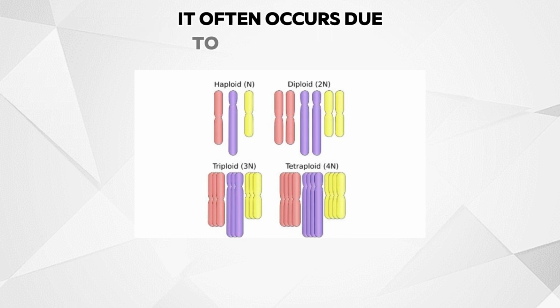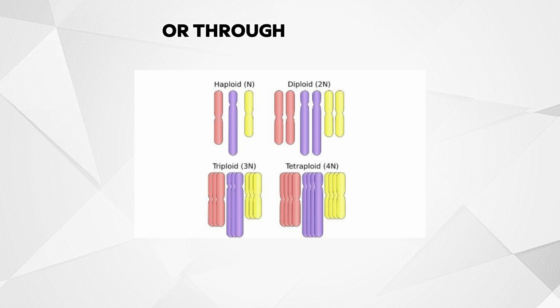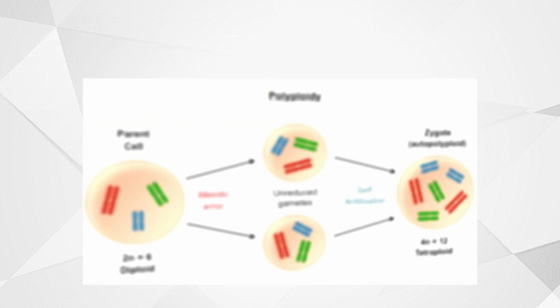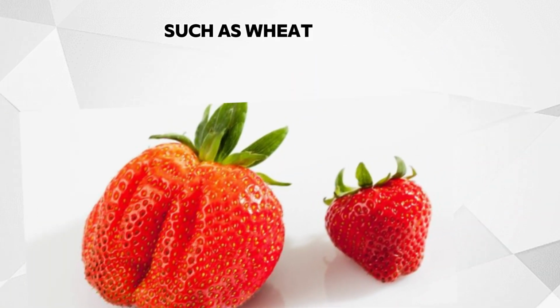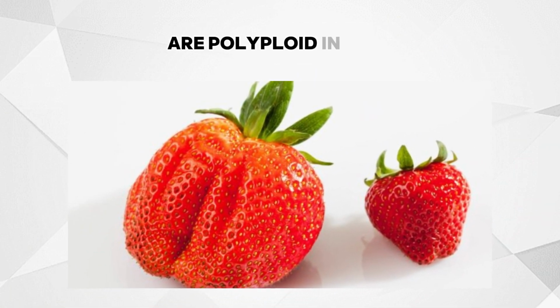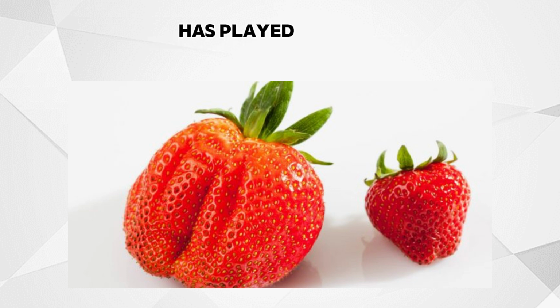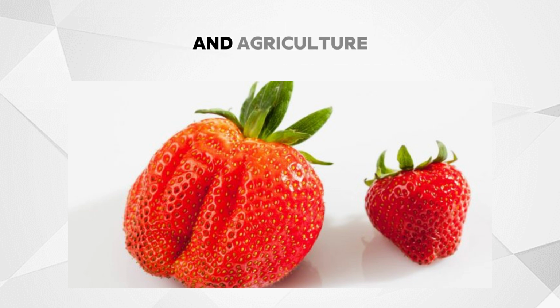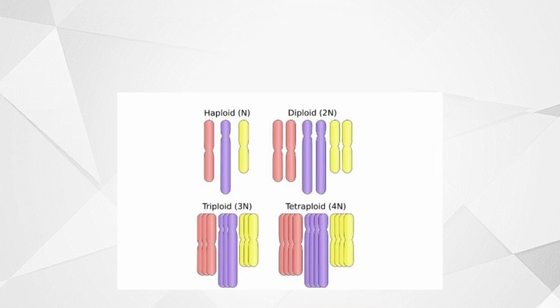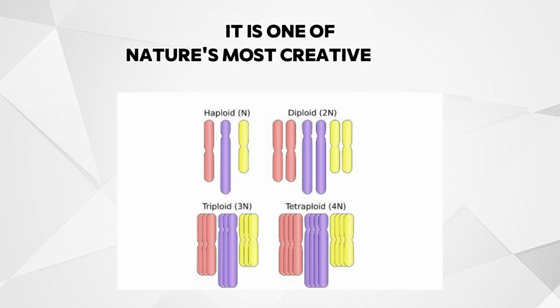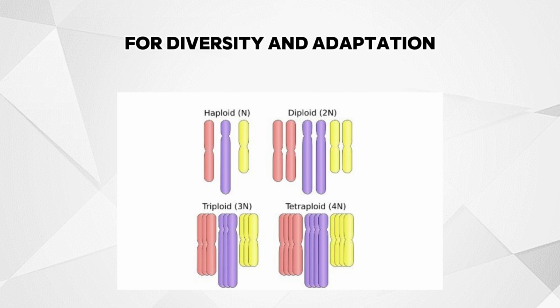It often occurs due to errors during cell division or through the fusion of gametes that haven't properly reduced their chromosome number. This genetic accident can actually lead to larger cell size, greater vigor, and sometimes new species. Many of our everyday crops, such as wheat, cotton, and strawberries, are polyploid. In fact, this natural phenomenon has played a major role in plant evolution and agriculture. So, polyploidy is not just a genetic error, it is one of nature's most creative tools for diversity and adaptation.